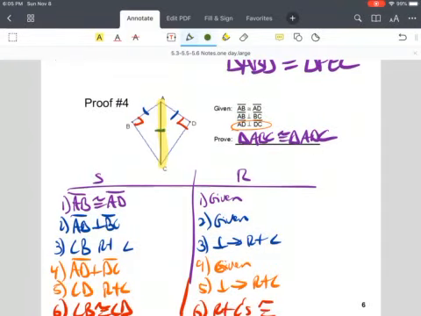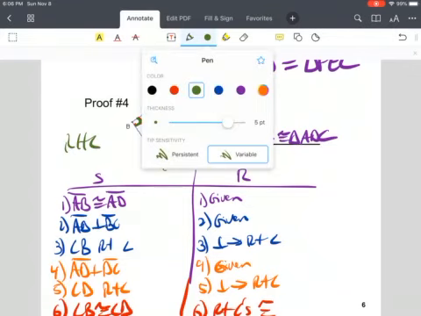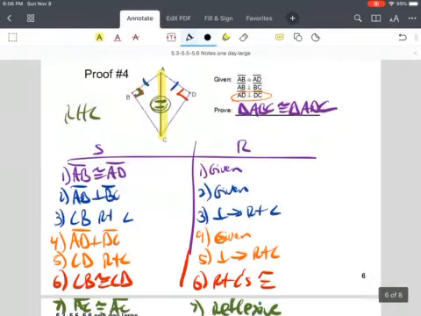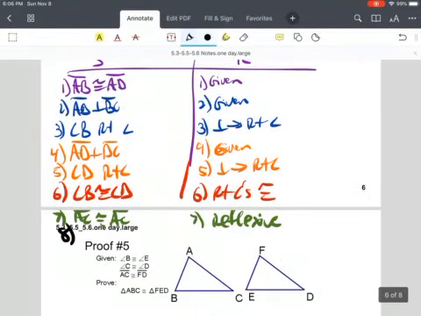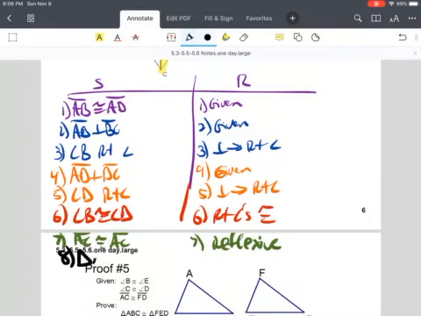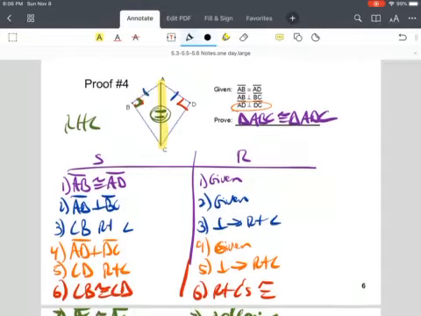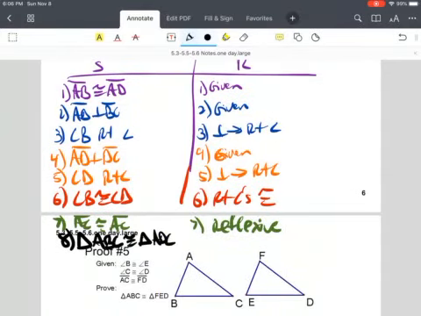And then looking at my diagram, I have 2 pairs of sides marked congruent and then an angle. And that's not allowed unless it is RHL. And I have a right angle, I have the hypotenuse, and then I have the leg. So these 2 triangles are going to be congruent by RHL. And so I will list that as my 8th step. Triangle ABC is congruent to triangle ADC by RHL.